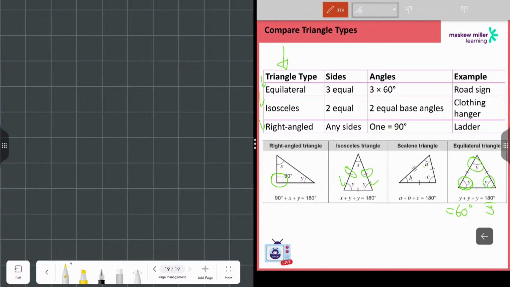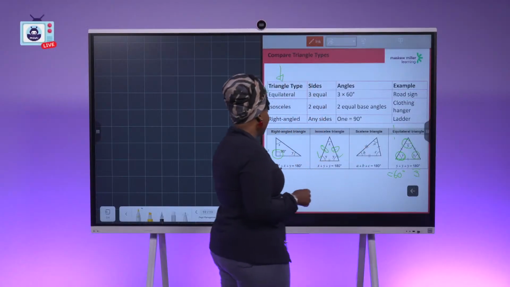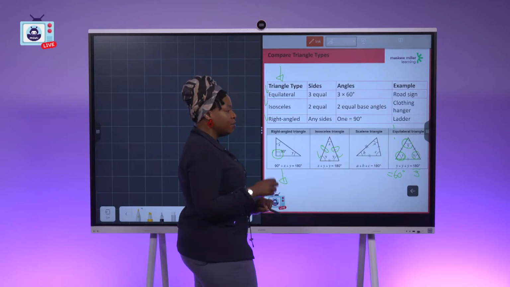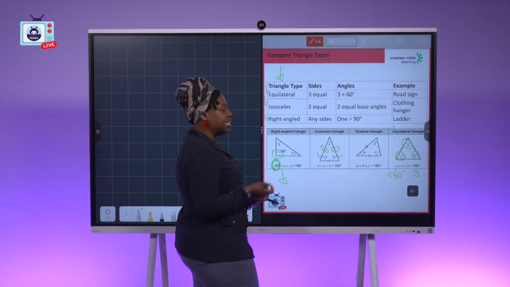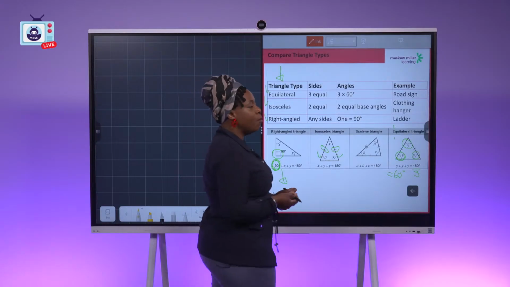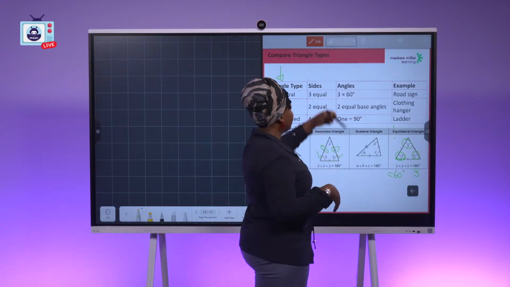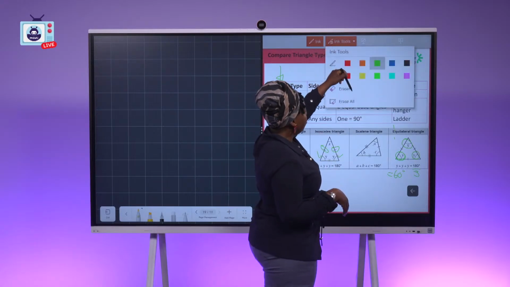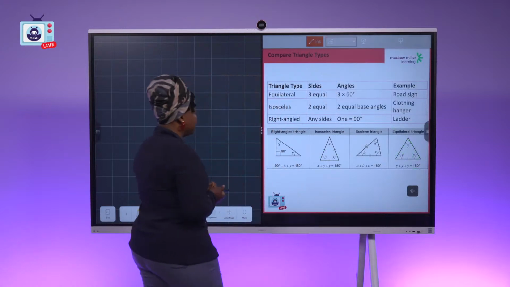And that is the reason that an equilateral triangle will never be a right-angled triangle, because one of the angles in a right-angled triangle must be 90 degrees, whereas we are saying that all the angles in an equilateral triangle must be 60. So that is what you need to look at and check.